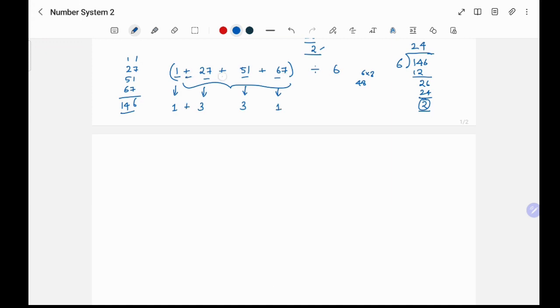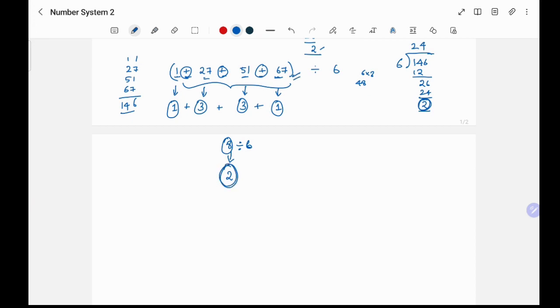Now I am going to add, bringing the plus sign as it is. So what I get? 1 plus 3 plus 3 plus 1, which is 8. Again I divide this by 6. What remainder do I get? I get 2. So this is the 2 we got. Even when I took the individual numbers, found their remainders and added them, and then divided the final result again, the final result also gives the same remainder as the original sum.